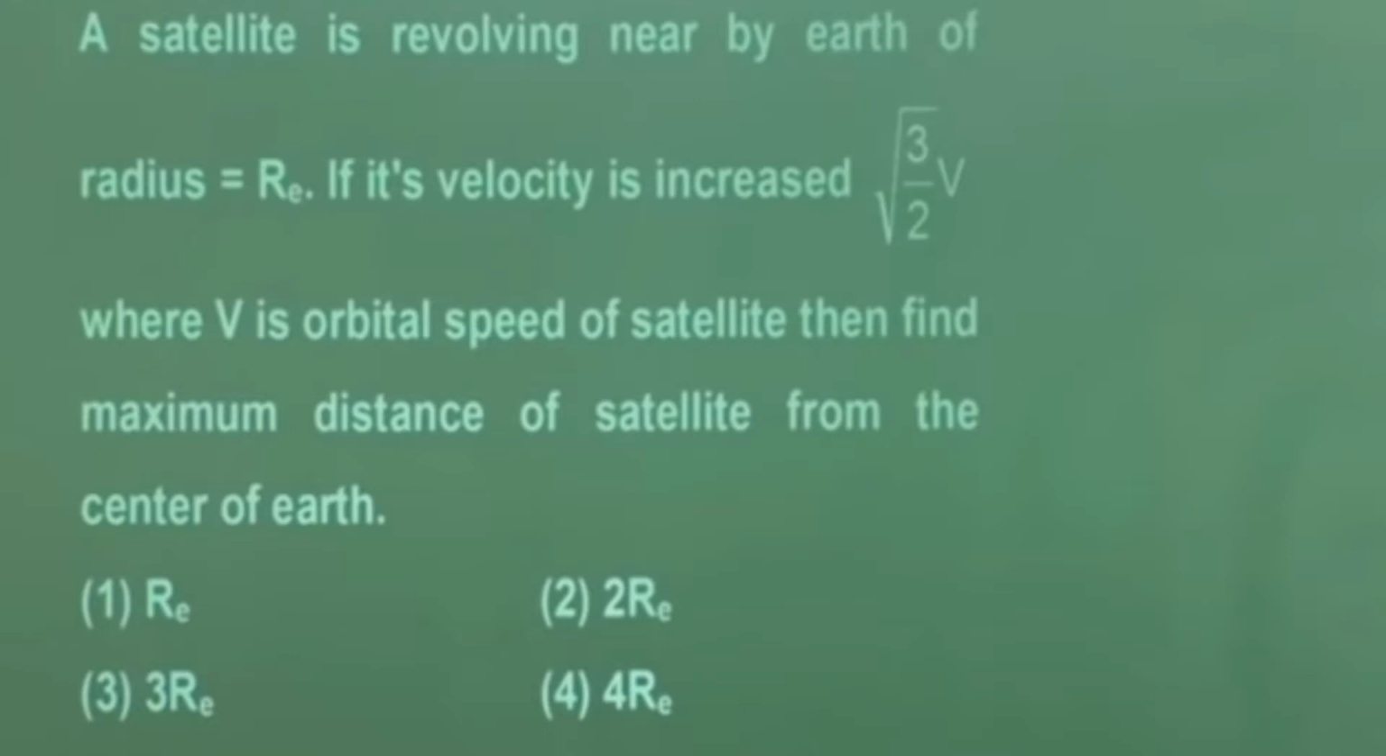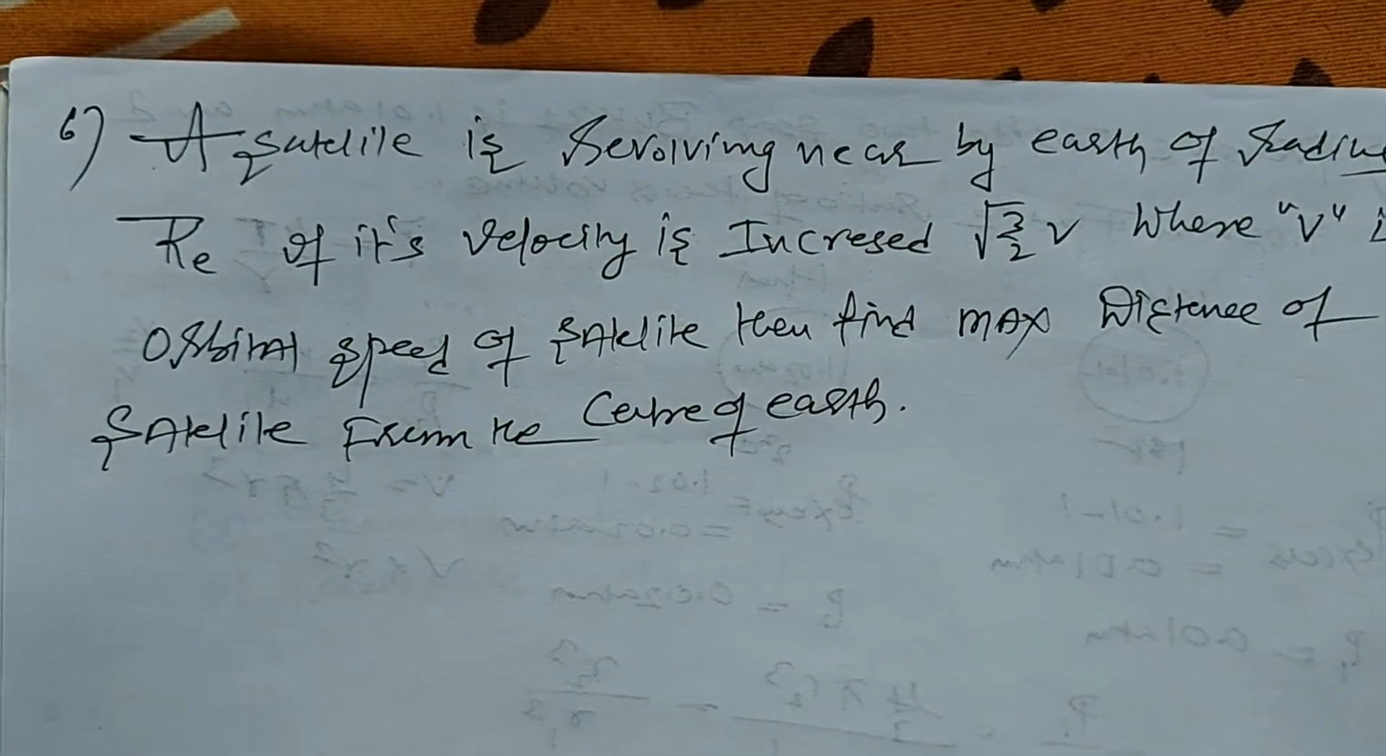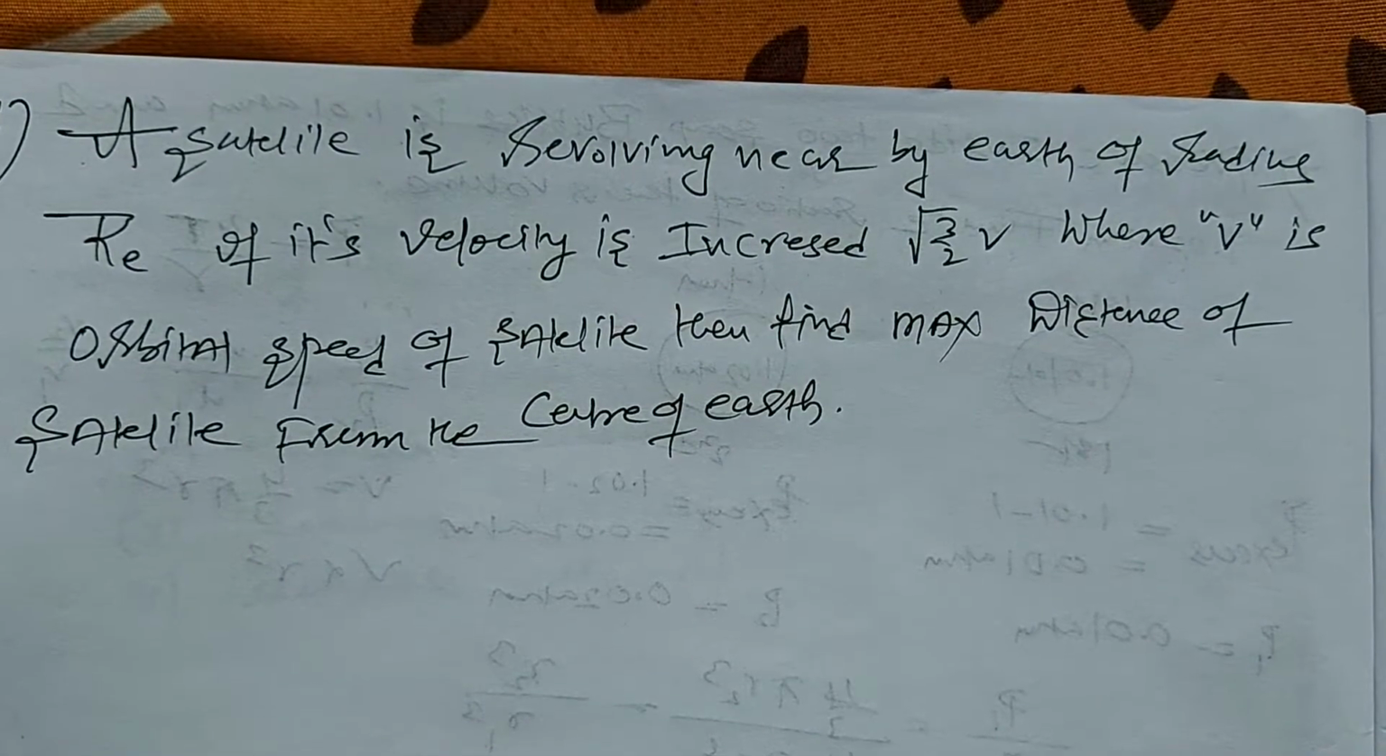Okay, a satellite is revolving near Earth of radius R_E. Its velocity is increased to root 3 by 2 v, where v is the orbital speed of the satellite. Then find the maximum distance of the satellite from the center of the Earth. Maximum displacement distance of the satellite from the center of the Earth. So that is what we are going to discuss.